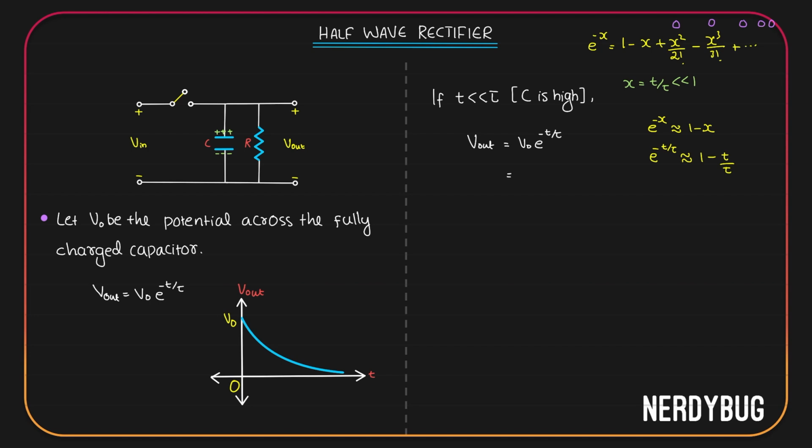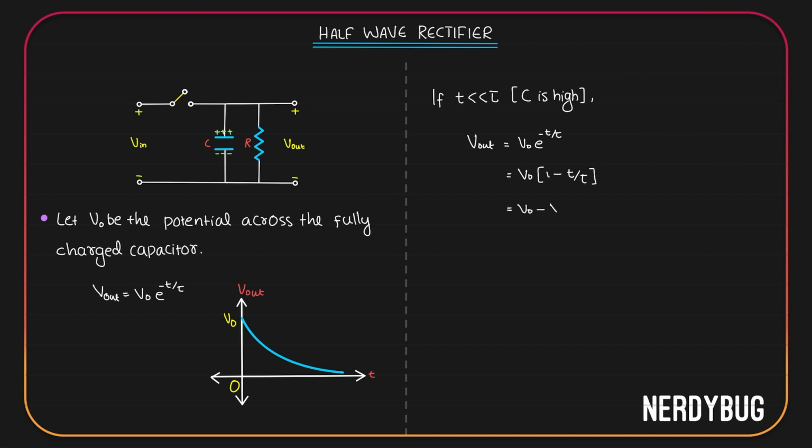Let us substitute that here. V output is V0 multiplied by 1 minus t divided by tau. That is V0 minus V0 t divided by tau, or minus V0 by tau t plus V0. This is V out. I want to plot V output versus time. I have the equation V output is minus V0 by tau multiplied by t plus V0.